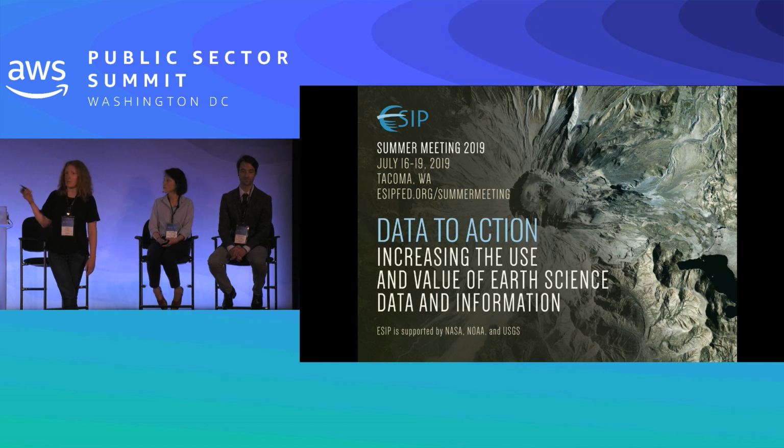I have this image up. ESIP is a community that meets in person. We meet twice a year in person and virtually. Our next meeting is going to be in sunny Tacoma in July.